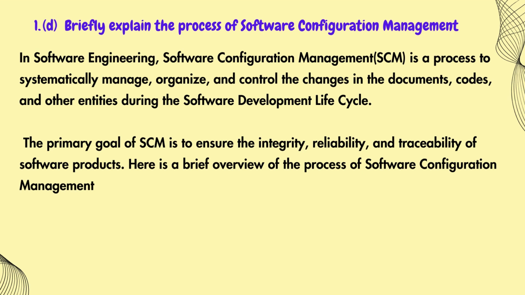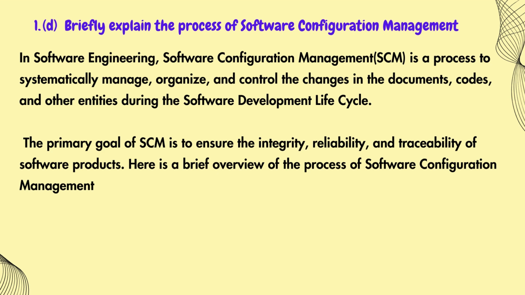The fourth question of the first part is: briefly explain the process of software configuration management. In software engineering, software configuration management (SCM) is a process to systematically manage, organize, and control the changes in the documents, codes, and other entities during the software development life cycle. The primary goal of SCM is to ensure the integrity, reliability, and traceability of software products.